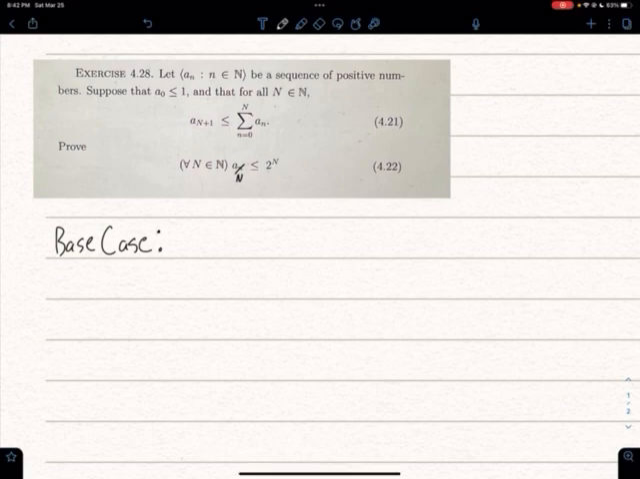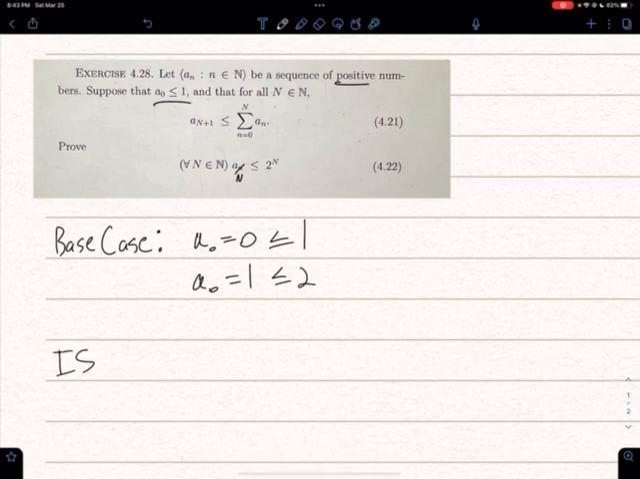All right, so we know that a is positive and less than or equal to 1, so for the base case, I guess we could just do both. So if a0 equals 0, 2 to the 0 is 1. So a to the 0 checks out, and then if the first term is 1, 2 to the first power is 2, so that also checks out, so the base case works. Now for the inductive step.